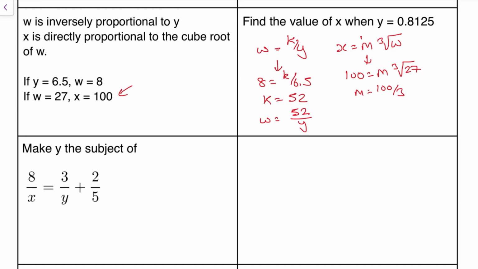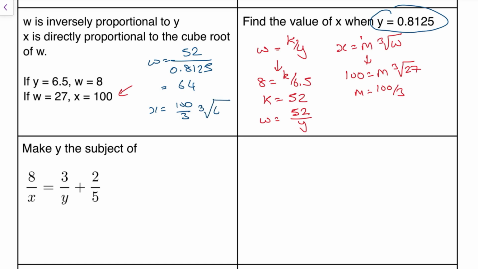And then I need to pull all of these together. So let's put them in. I'm going to do a different color over here. It says Y equals 0.8125. So W equals 52 over 0.8125, which is equal to 64. And then X is equal to M, which is 100 over 3, times the cube root of 64, which, well, the cube root of 64 goes quite nicely, doesn't it, because it's 4. So M times the cube root of 64, which is 4, gives me 400 over 3, which is also 133 1/3, although I probably prefer 400 over 3.